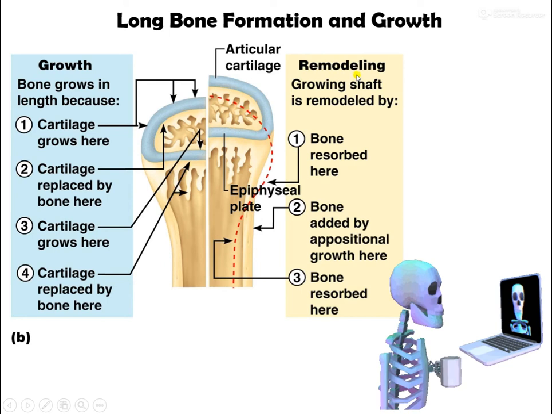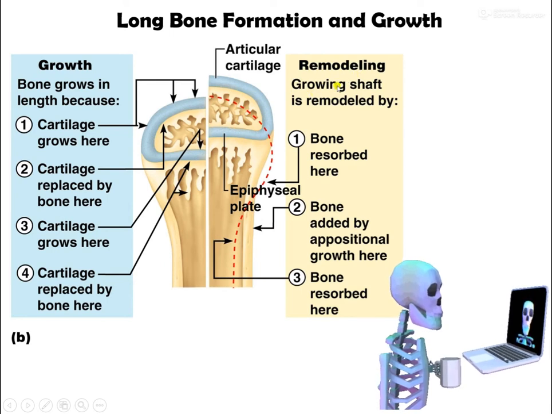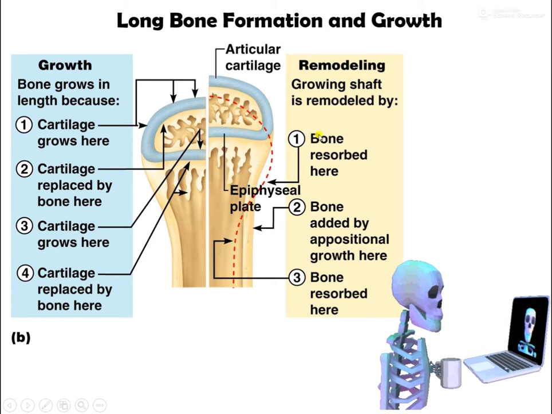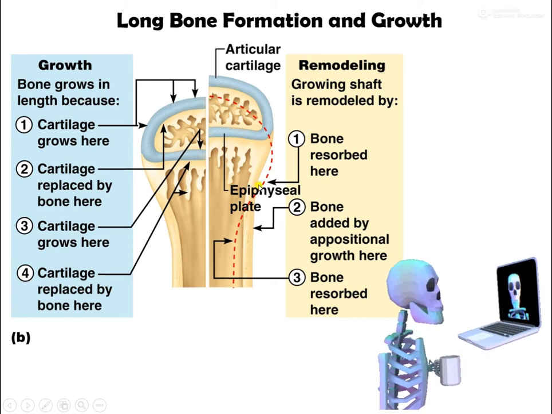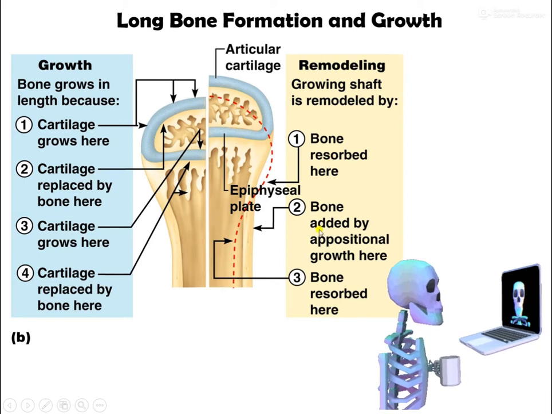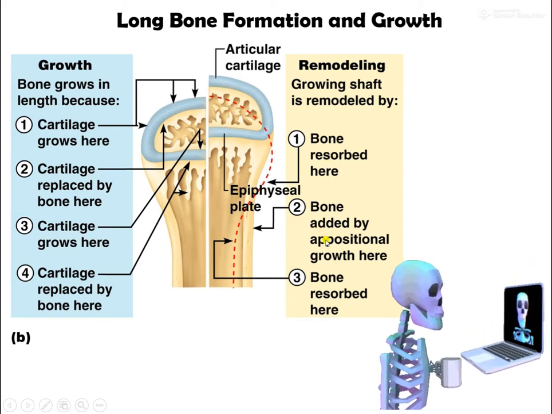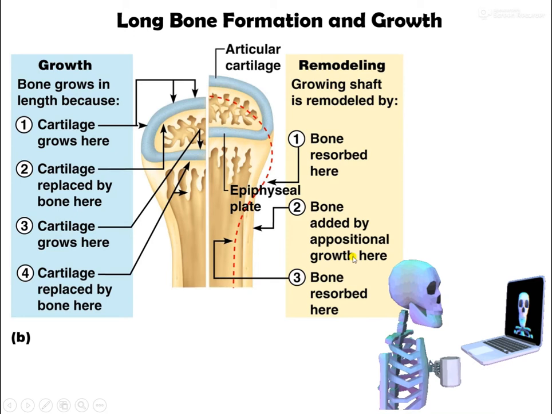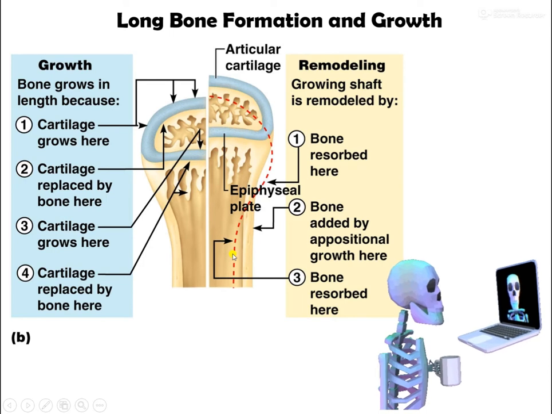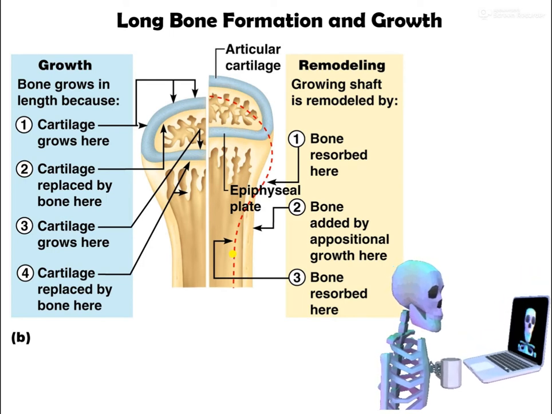Next one is the remodeling. The growing shaft is remodeled here. First one is the bone is reabsorbed here. In the epiphyseal plate, the bone gets reabsorbed. Second one, bone is added by appositional growth here. And third one is the bone reabsorbed here. These are the long bone formation and growth.